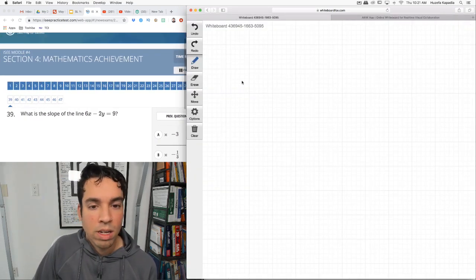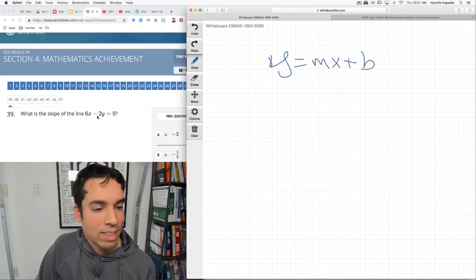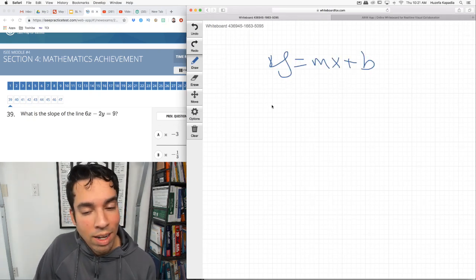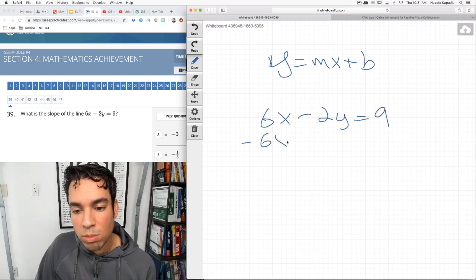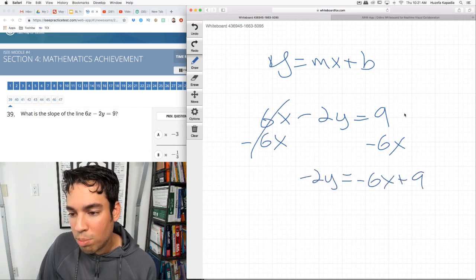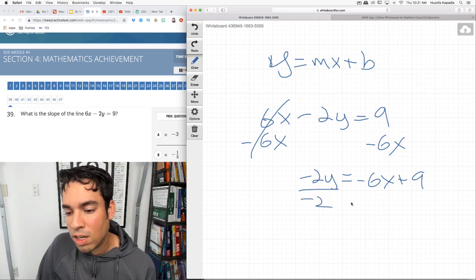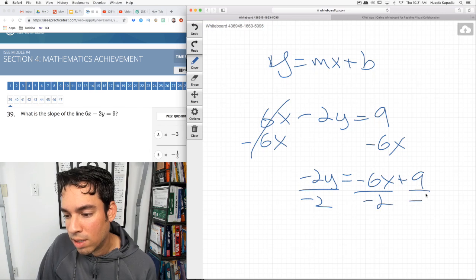So what is the slope of this line? All right, remember I told you slope-intercept form is y equals mx plus b. We need to get this into that format. It's not because the y is not isolated. So we need to isolate the y as follows. First, I'm going to subtract 6x from both sides. And I have negative 2y equals negative 6x plus 9. Why did I put that there? Because I want this in slope-intercept form where the x is first. Then we're going to divide everything by negative 2, including that.